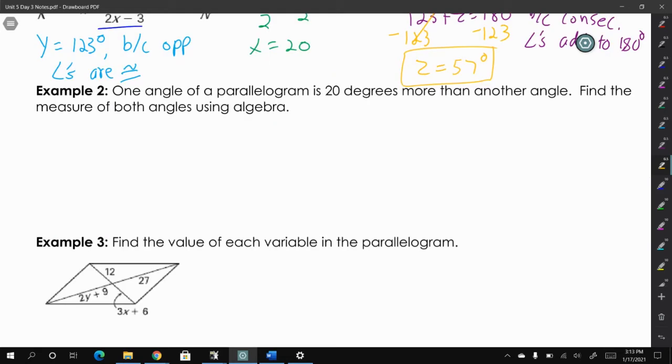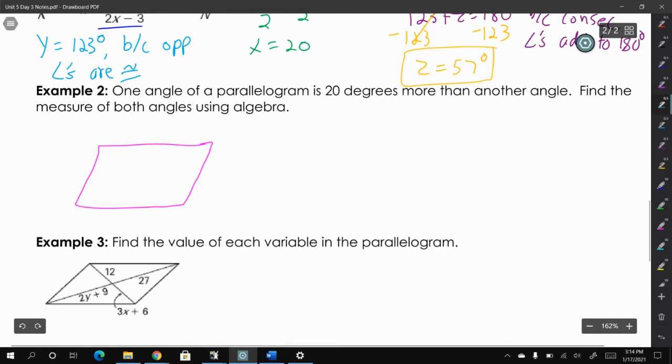Okay, example number 2 says one angle of a parallelogram is 20 degrees more than the other angle. Find the measure of both angles using algebra. So let's draw a picture. So we have a parallelogram, and we don't know what any of the angles are. So let's just make one of them x. Well, in a parallelogram, the opposite angles are congruent, so that means this one is x as well.